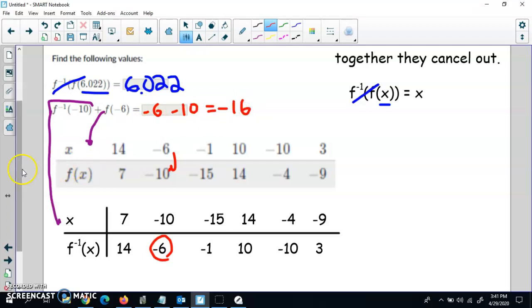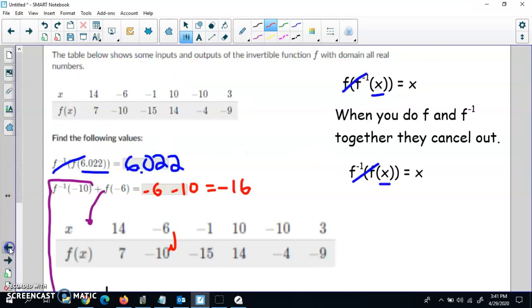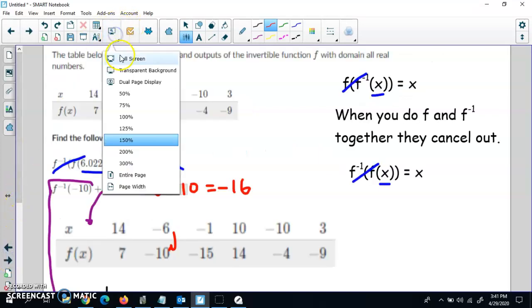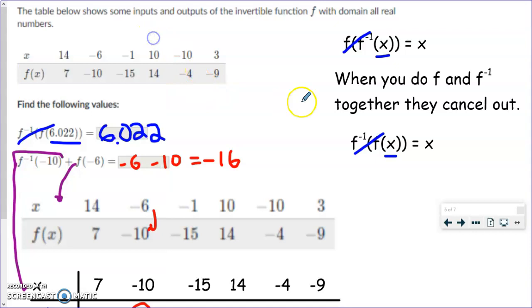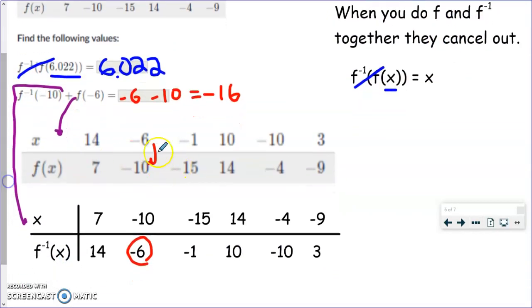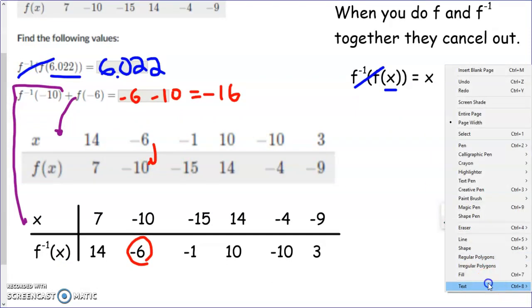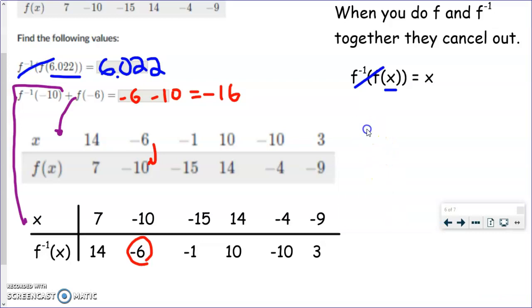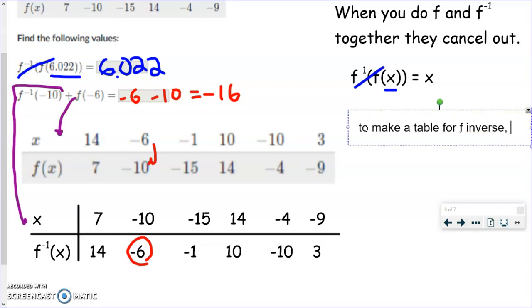All right? So this is just a reminder. I think that's the last one we can go through. So when you have f and f inverse together, they cancel out. And to make a second table for f inverse, you just switch the x and y's. That's it. So let's put that in. To make a table for f inverse, just switch. It's easy. Switch the x and y's.